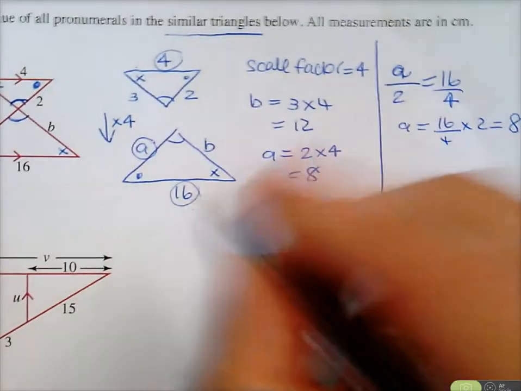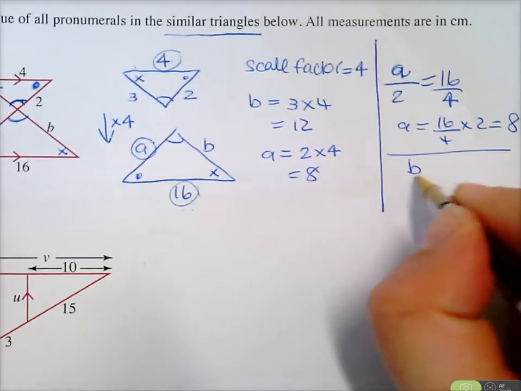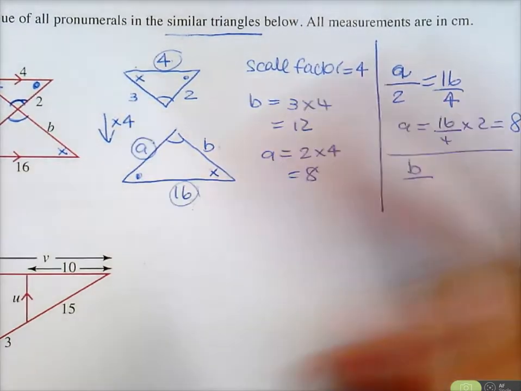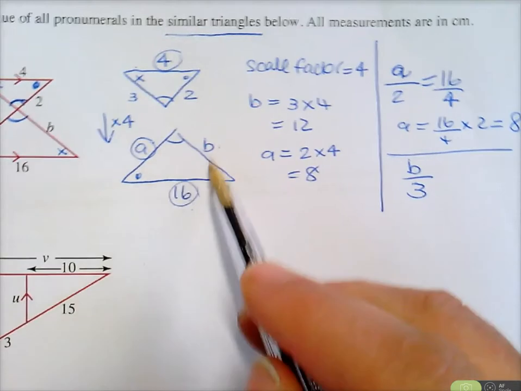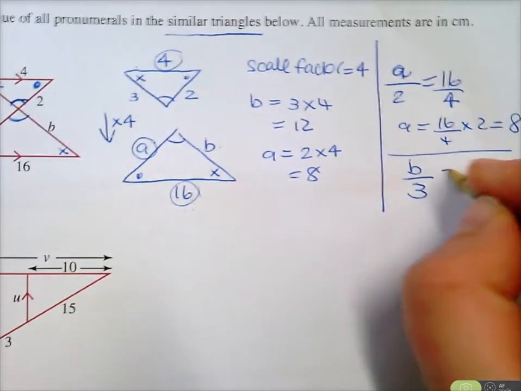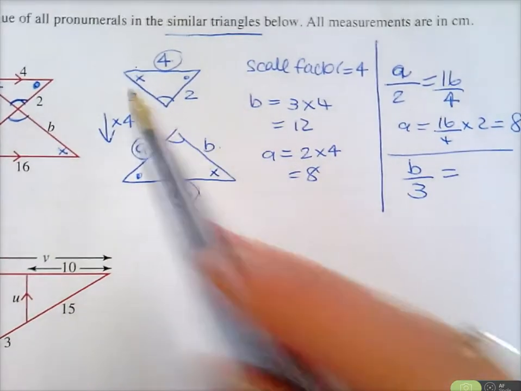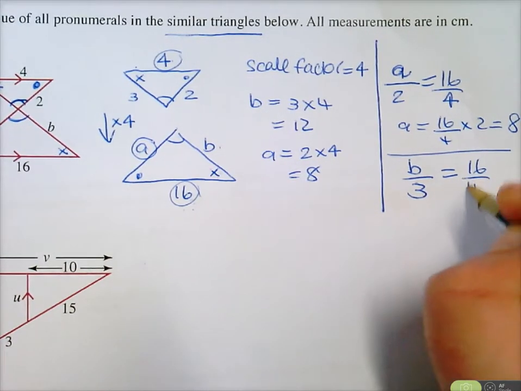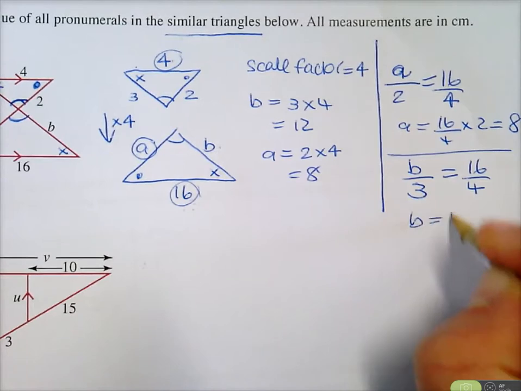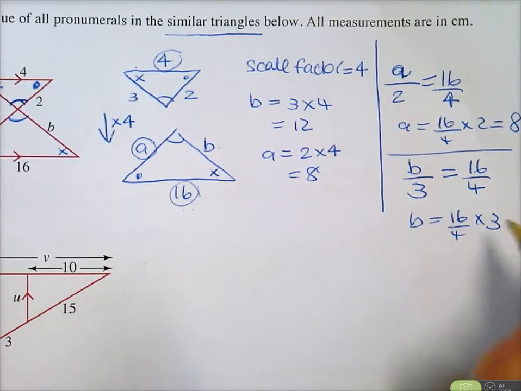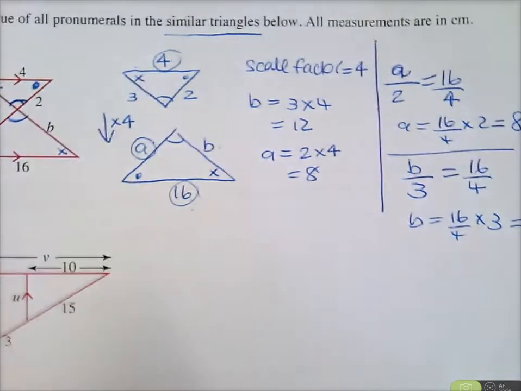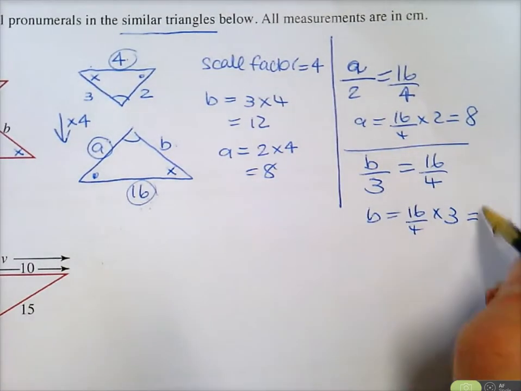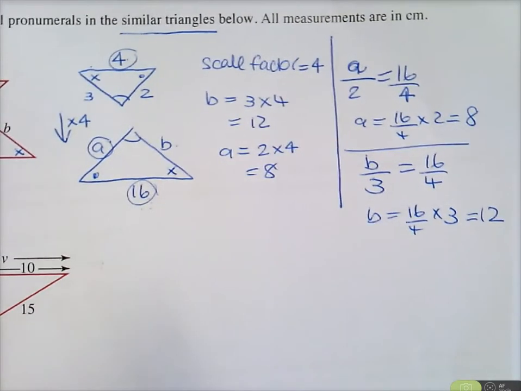Okay? And then if the numbers weren't so nice, you would go B over 3, because it's arc, cross, equals what over what? B over 3 equals, so going from the, again, 16 over 4. So B is 16 over 4 times 3, which is, 16 over 4 is 4. 4 times 3 is 12. So that's two ways of doing it.